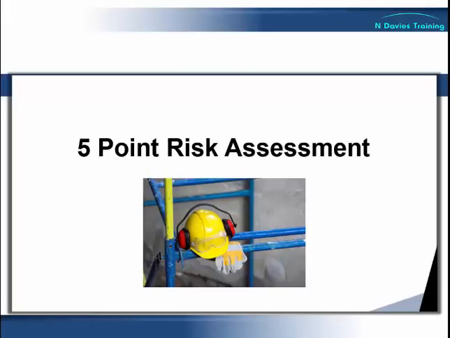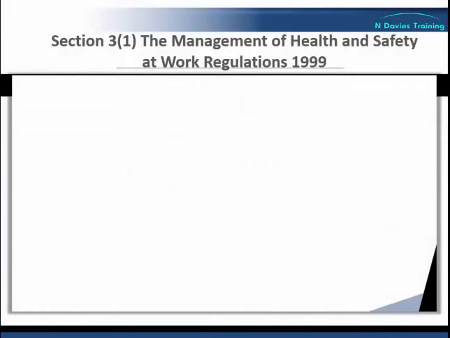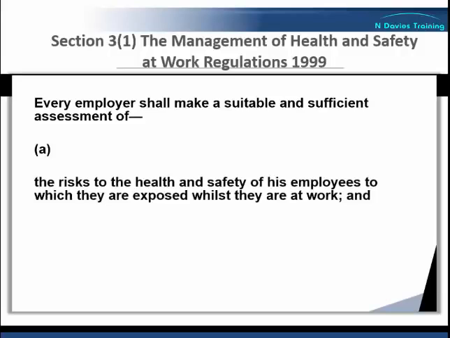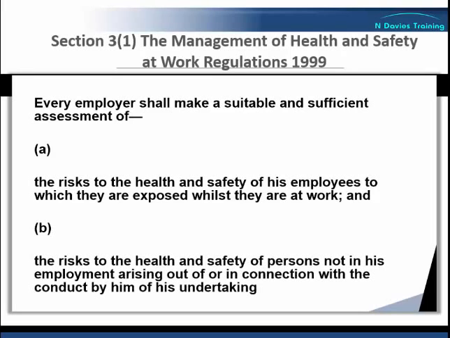Now you may be surprised to learn that the process is in fact quite simple once you understand the basics. First of all, let's look at what Section 3, Brackets 1 of the Management of Health and Safety at Work Regulations 1999 says. Now this is as follows. Every employer shall make a suitable and sufficient assessment of A. The risks to the health and safety of his employees to which they are exposed whilst they are at work, and B. The risks to the health and safety of persons not in his employment arising out of or in connection with the conduct by him of his undertaking.